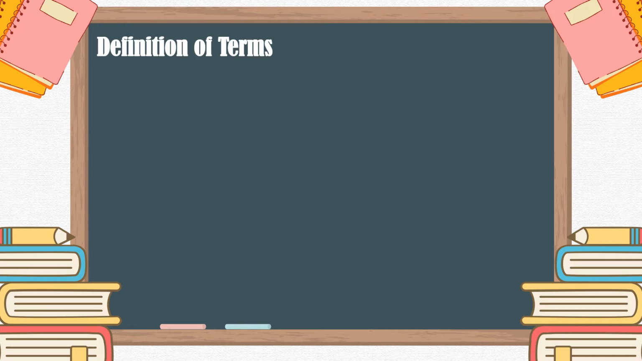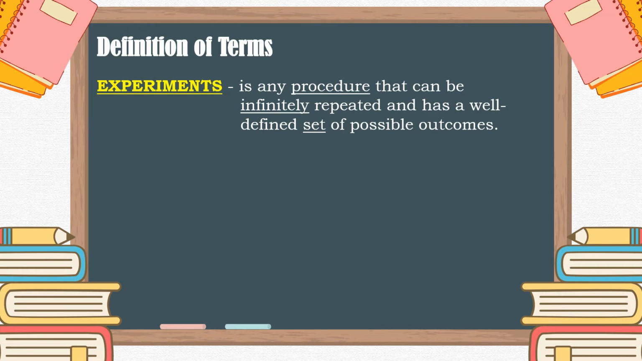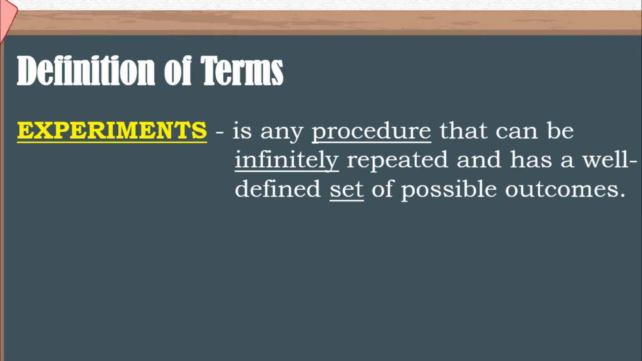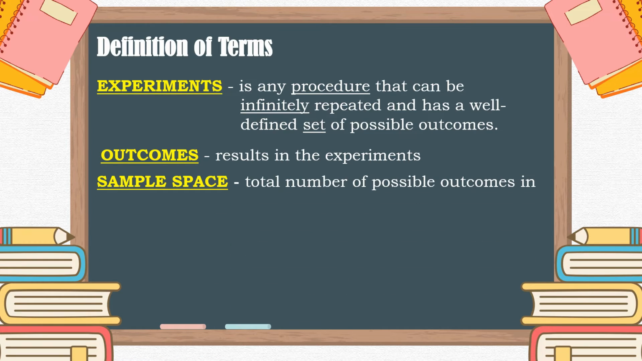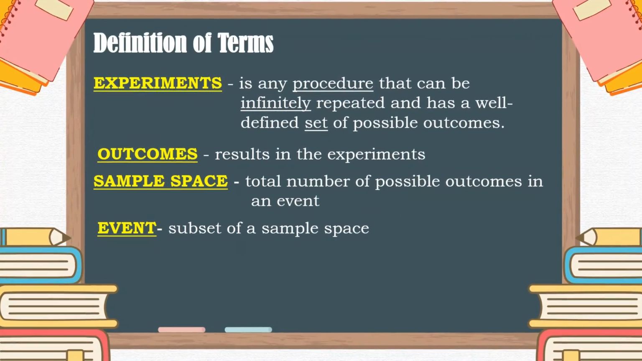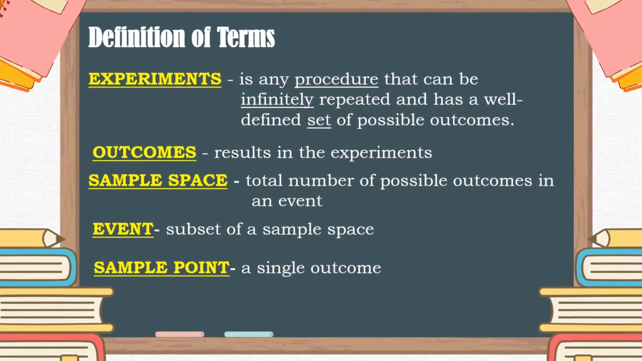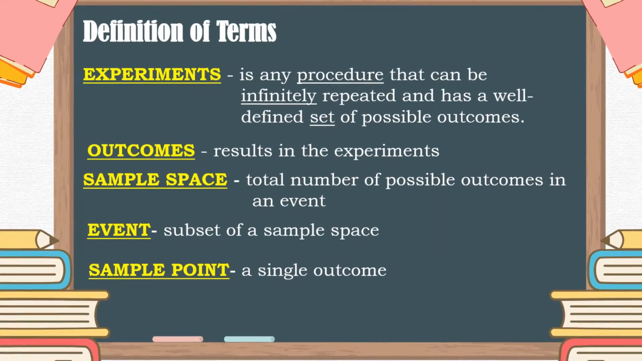So, let us go to the definition of terms. First, what is an experiment? So, when we say experiment, that is any procedure that can be infinitely repeated and has a well-defined set of possible outcomes. Next, how about outcomes? Outcomes are the results in the experiment, while sample space is the total number of possible outcomes in an event. An event is a subset of a sample space. Next, sample point is a single outcome.